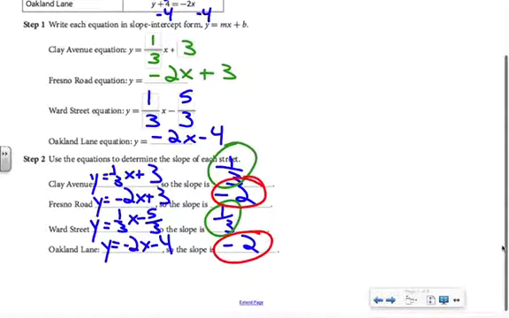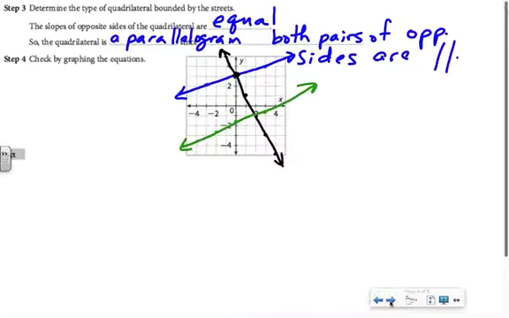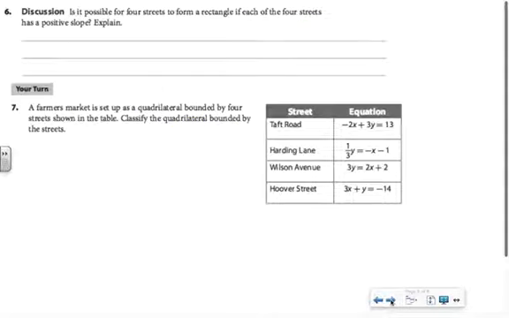And the last one is negative 2x minus 4. So that's a y-intercept of negative 4 and a slope of negative 2. And here's the shape bounded by those streets. Is it possible for 4 streets to form a rectangle if each of the 4 streets has a positive slope? And the answer is no.